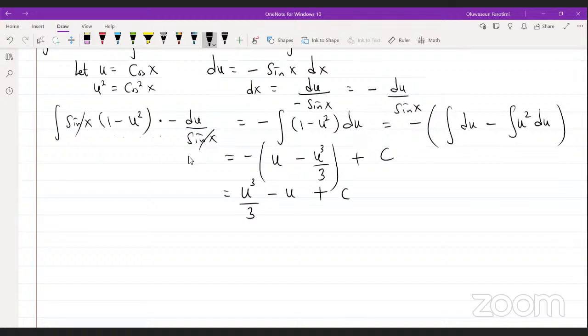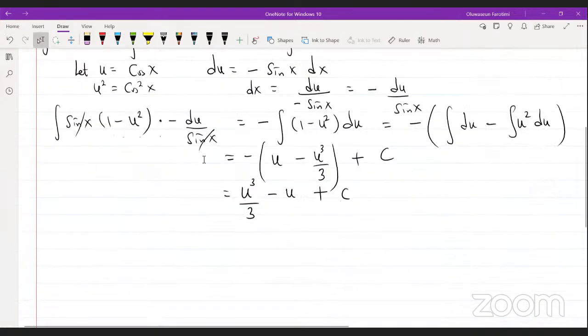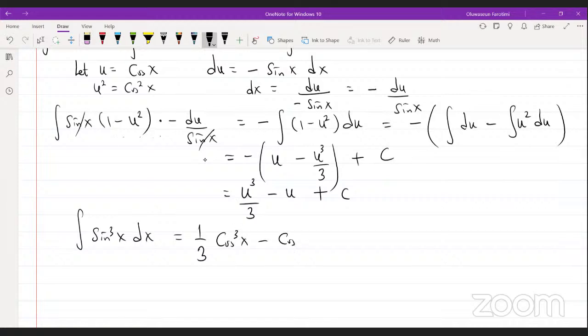But can we stop here, guys? Not quite, because the original problem is in terms of x, so I have to stick with x. What is u? u is cosine of x. So my integral of sine cubed of x dx is going to be 1/3 cosine cubed of x minus cosine of x plus c. All right, so this becomes your answer. I hope this makes sense, guys.